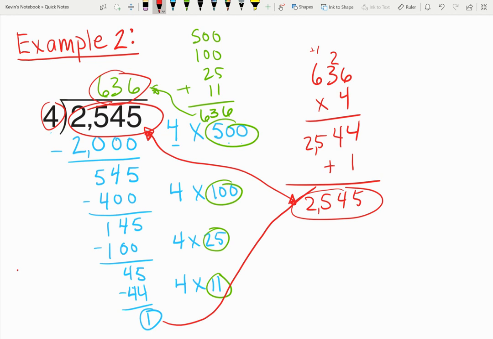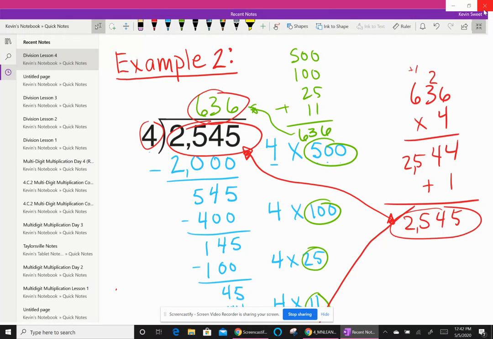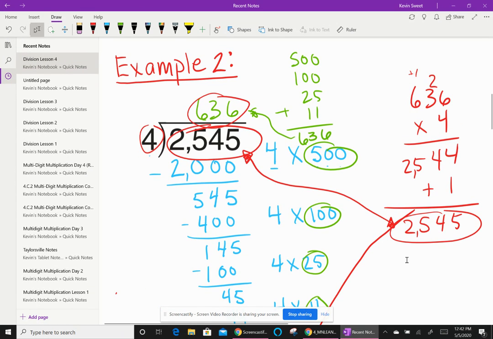So guys, go ahead and pause the video if you want to review the partial quotient version. Now's the time. I will see you for problem number 1.